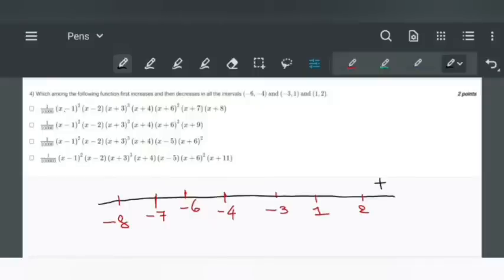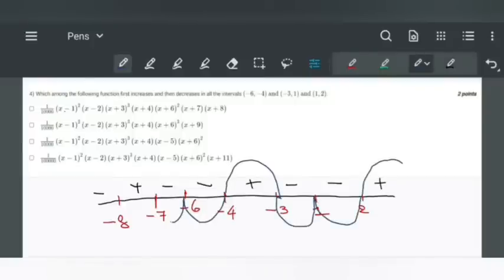Now x minus 2 has odd power, so sign will change to negative. X minus 1 has even power, so sign won't change. X plus 3 has odd power, so sign will change. X plus 4, sign will change. X plus 6 even power, so sign won't change. X plus 7 sign change, and x plus 8 again sign change. So you can roughly say that the function is positive, negative, negative, positive, negative, negative, positive and negative towards infinity.